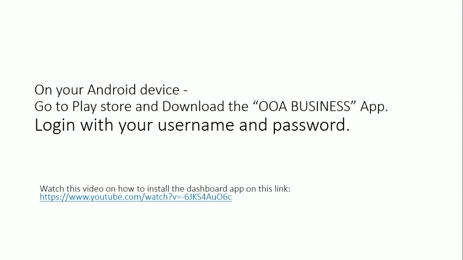On your Android device, go to the Play Store and download the OOA Business app. Now log in with your username and password. If you don't understand how to do that, you can also watch a video on YouTube and the link is written below.